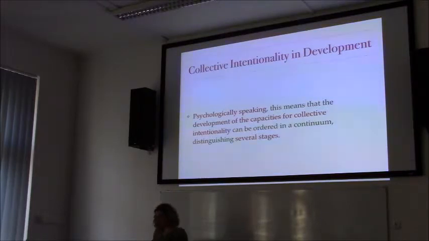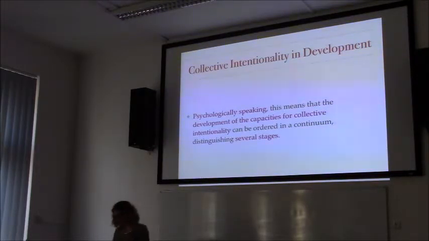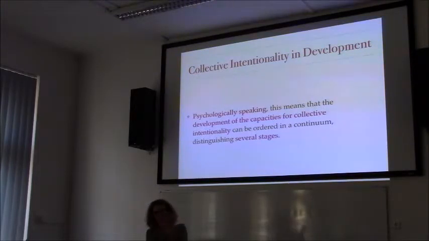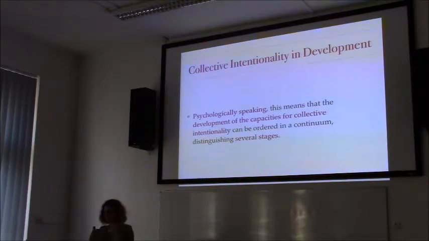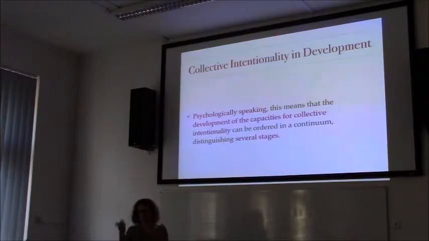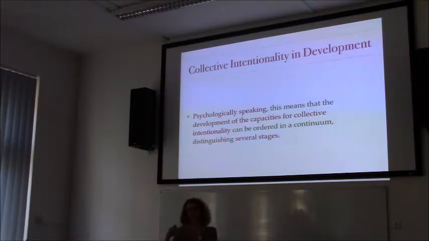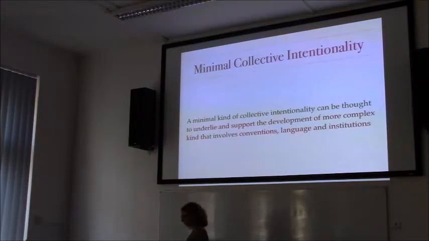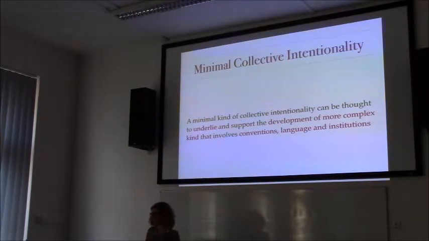And collective intentionality, psychologically speaking, develops through a continuum of different stages, we might say, because we have these different cases of cognitive complexity, and also because, as I will argue now, we can see how these forms of collective intentionality, from the minimal to the more complex, actually unfold in development. So we start with a minimal kind of collective intentionality that can be thought to underlie and support the development of more complex kinds that involve conventions, language, and institutions.